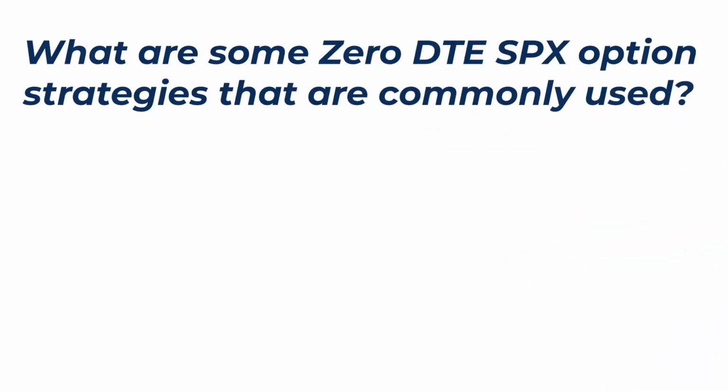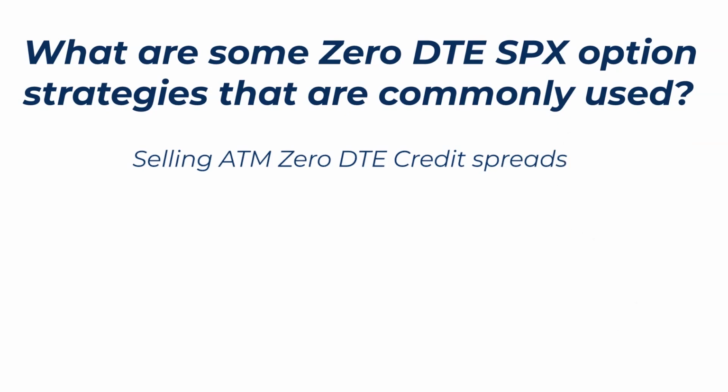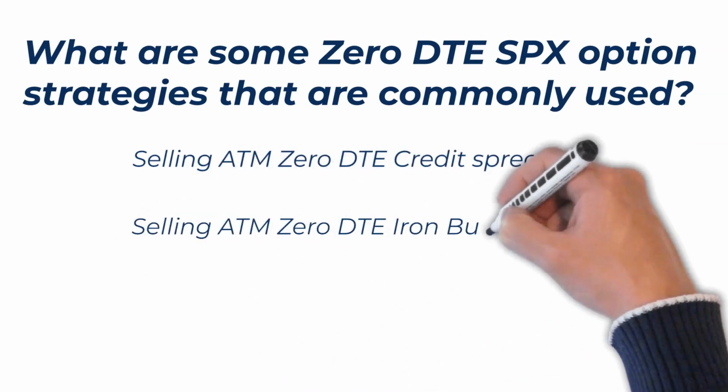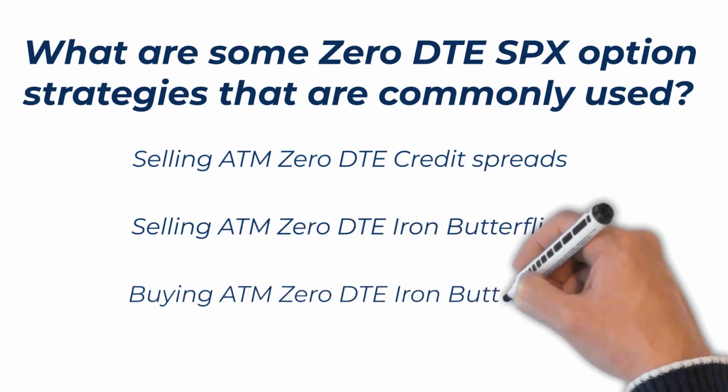Guys, Zero DTE SPX options are a hot topic these days. I mean, who doesn't want to profit quickly and make a quick buck if you can? Sooner, better than later, right? What are some of the Zero DTE SPX option strategies that are commonly used? We're going to touch on 3. Selling at the money Zero DTE credit spreads, selling at the money Zero DTE iron butterflies, and buying at the money Zero DTE iron butterflies.